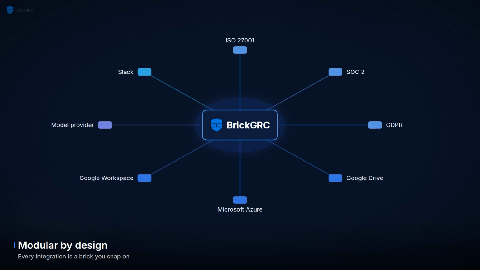BrickGRC is highly modular. Each integration is a brick that replaces one component of the platform with a tool you already use. You build it like a house, brick by brick, adding only the pieces you need. For example, to swap BrickGRC's built-in storage for your own Google Drive, you install and configure the Google Drive brick.